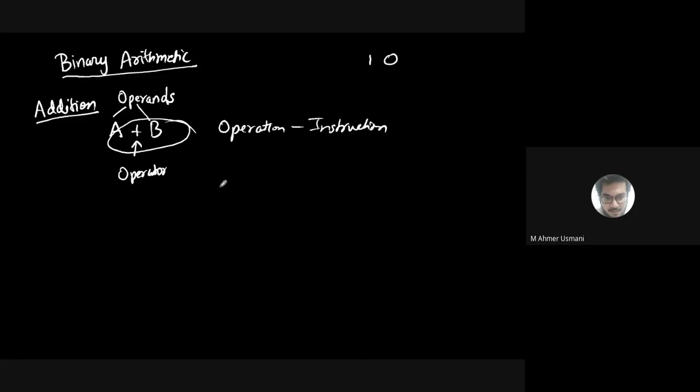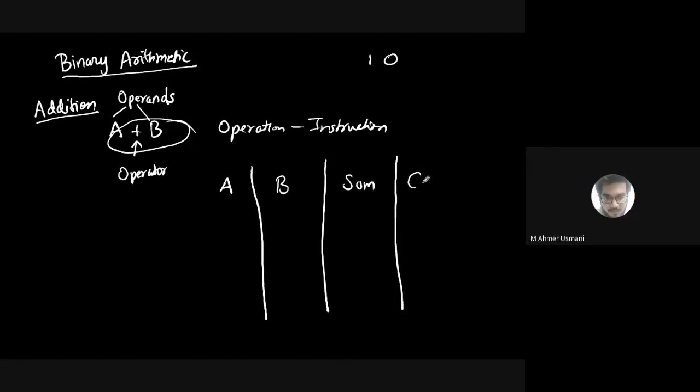If I want to add a and b, where a is a binary digit and b is also a binary digit, how does it follow? We'll draw a truth table. We have a and b, from which we can generate sum and carry. Any addition that we do will have a sum and a carry. For example, let's say I want to add 55.